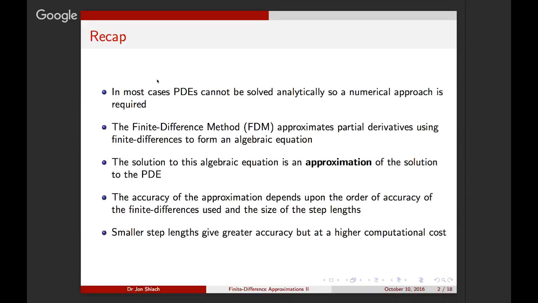We can also reduce step lengths. Okay, so there's two ways in which we can increase the accuracy of our numerical solution. One is to use a better method, a higher order method, and the other is to use smaller step lengths. So remember those h values, which we were doing last week. The smaller the h value, the more accurate your solution. But the smaller the h values, the more work we're having to do. So there is a trade-off between accuracy and work.